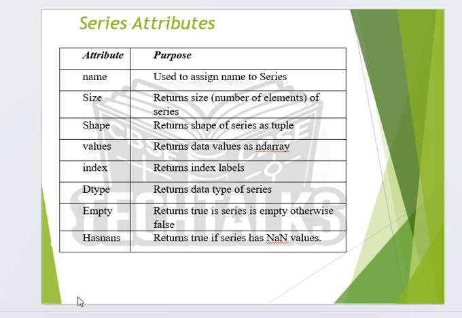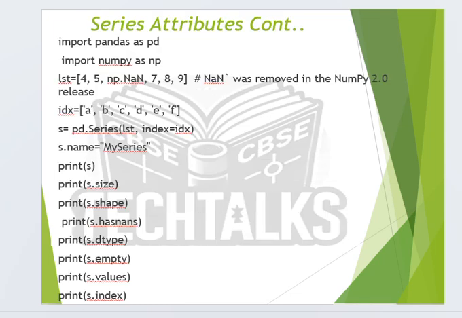Index returns the index labels. dtype is going to return the data type of series. What is the type of data stored in the series? Empty, it will return true if there is no element in the series, otherwise it is going to return false. hasnans will return true if series has NaN values. If no value is assigned, it is going to return true, otherwise false.